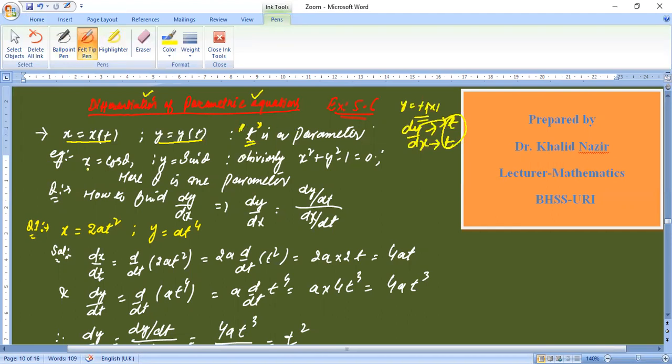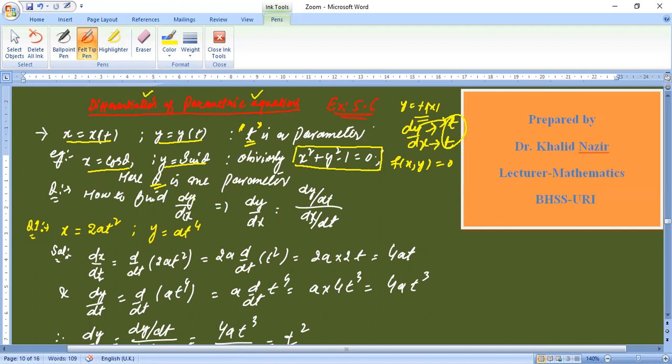Example, if we take x equal to cos theta, y equal to sin theta, obviously the functional relation between x and y is x square plus y square minus 1 equal to 0. Obviously, it represents a circle. Let me say f of general x, y equal to 0, where f represents this functional relation between the variables. Here, the parameter is theta.